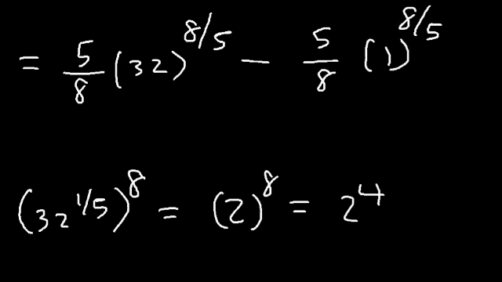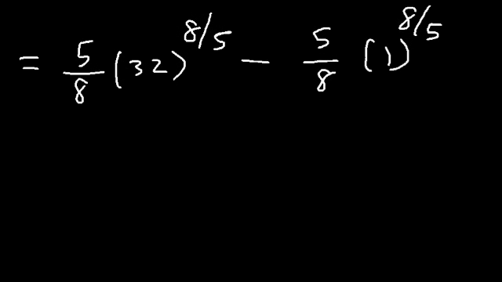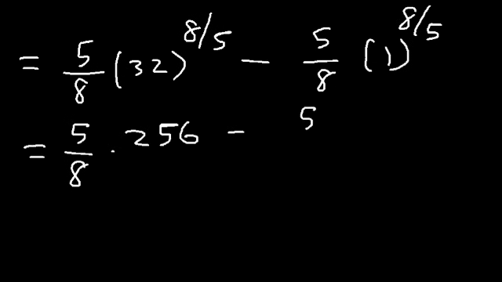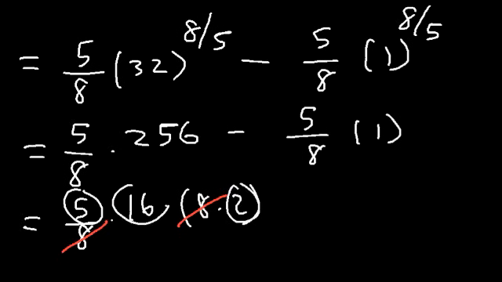Well, 2 to the 8 is basically 2 to the 4th times 2 to the 4th, since 4 plus 4 is 8. And 2 times 2 times 2 times 2, 4 times, is 16. So this is 16 times 16, which is 256. So what we now have is 5 over 8 times 256 minus 5 over 8. 1 raised to anything is simply 1. Now what is 256 divided by 8? Well, we said 256 is basically 16 times 16. And I'm going to convert one of the 16s into 8 times 2. So I can cancel the 8s. Now 5 times 2 is 10. 10 times 16 is 160. So it's 160 minus 5 over 8.